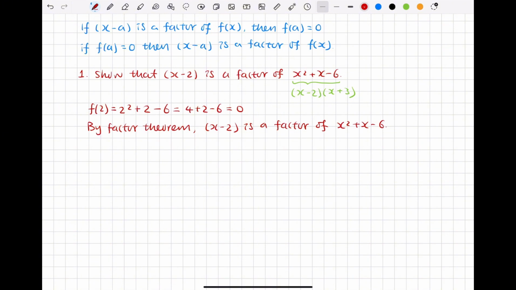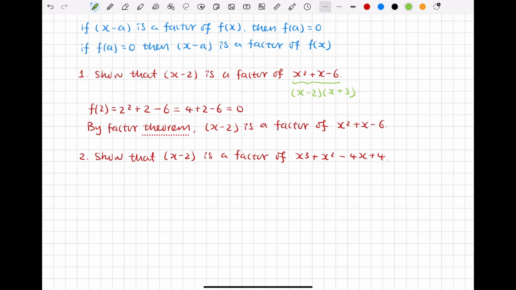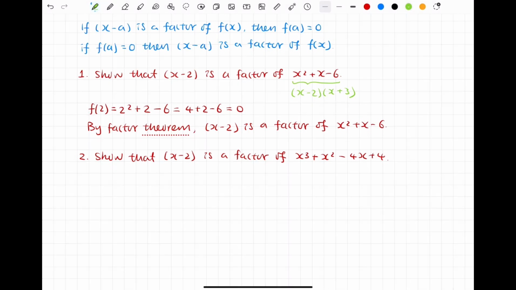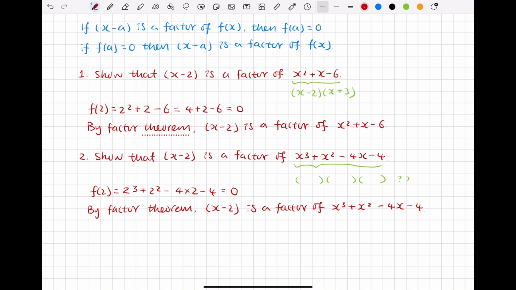Now, you might be thinking, why do we have to use the factor theorem if we can factorize this quadratic equation? Have a look at the second question. In this question, I would like to show that x − 2 is a factor of this cubic equation. Hopefully, if we can factorize this cubic equation, then we will be able to show that it is a factor. However, this is going to be a more difficult case. Therefore, with the factor theorem, we can simply substitute 2 into this cubic equation and show that it's going to be 0. Therefore, by the factor theorem, x − 2 is a factor of this cubic.